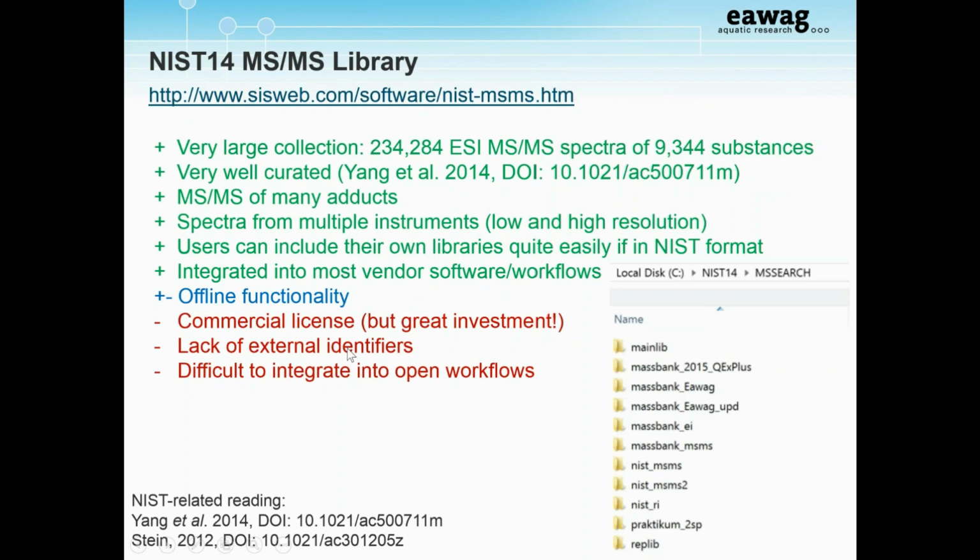NIST is a commercial license. This is one of the downsides, but it's a great investment in money. It does have a lack of external identifiers if you're trying to connect it to some of your compound databases, and because it's a commercial license, this can be quite difficult to integrate into open workflows because they have protected their data. But there's also a nice article from Steve Stein in 2012 about mass spec libraries as well.